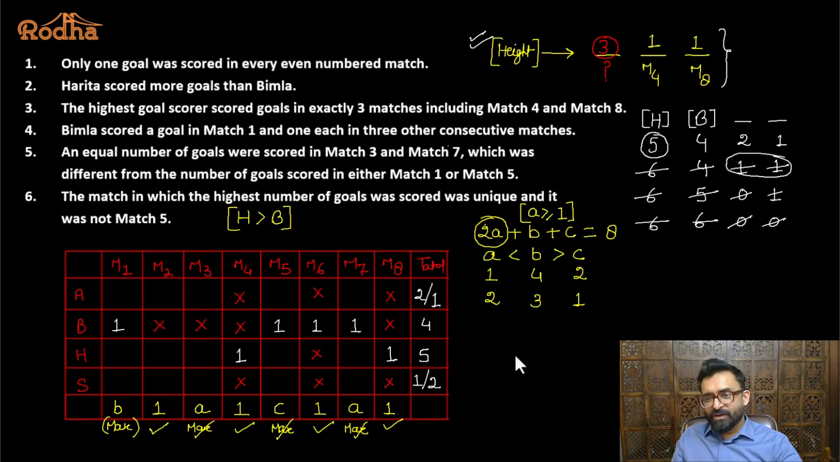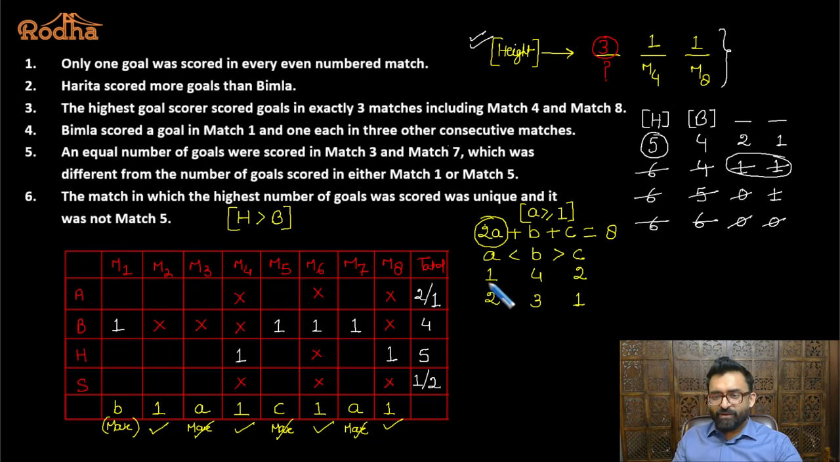So what I could conclude from this case: either A is 1, B is 4 and C is 2, or A is 2, B is 3 and C is 1. Let's see what else we can do from this information. Okay, this is what we can conclude as of now. Harita scored 3 goals in a match. Fine. And that match can only be the match in which the maximum number of goals are scored.